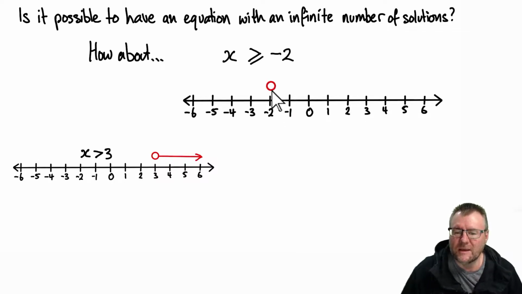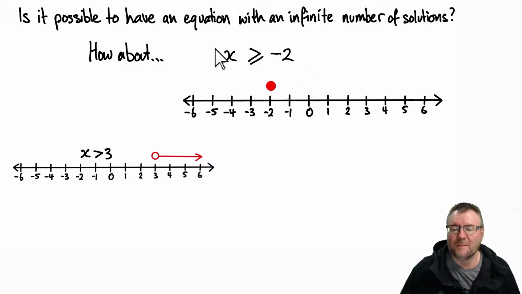However, this time I'm going to color that circle in because negative 2 does make this true. Negative 2 is either greater than or equal to negative 2. So if our symbol is this greater than or equal to, we color in the dot because negative 2 is included in our list of solutions.